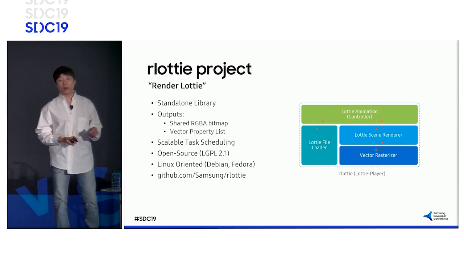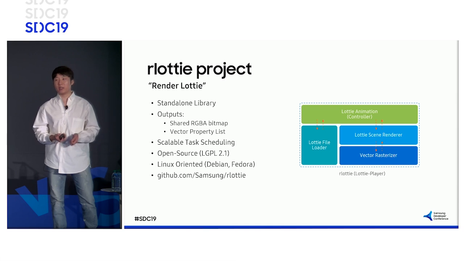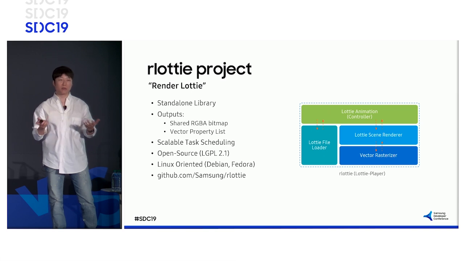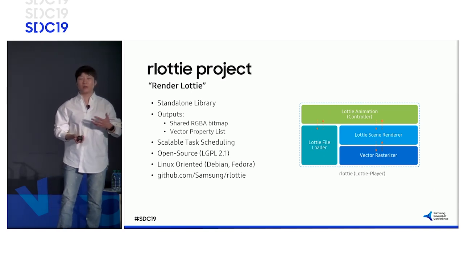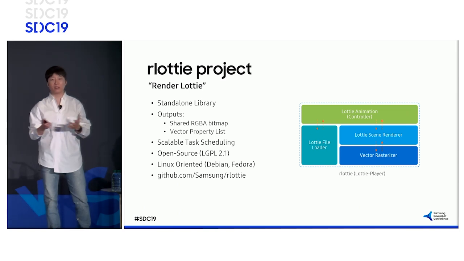Secondly, the output of rlottie is simple RGBA bitmap data that is available for sharing with the requester. As I mentioned earlier, rlottie contains its own vector rasterizer. That means it doesn't need to depend on any platform UI graphic system. So you can use the animation result data as an independent image source in your application or in your project.